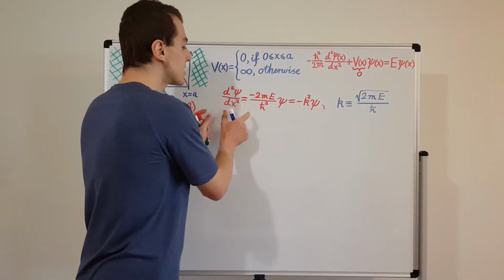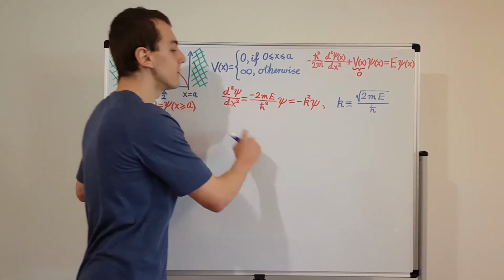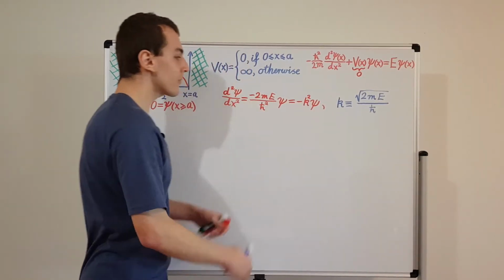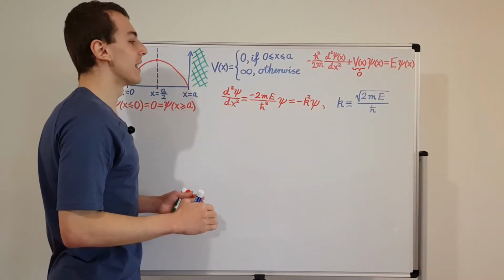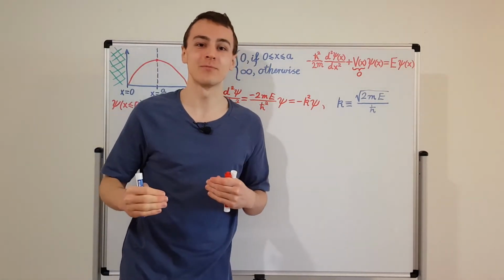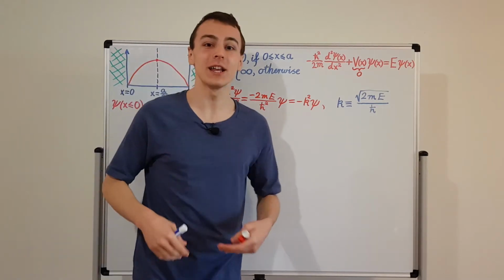So have a look at this ordinary differential equation. We have a second derivative equal to minus a constant times the function. What function can you think of that is equal to the negative of its second derivative? One function I can think of is sine, and another one is cosine.